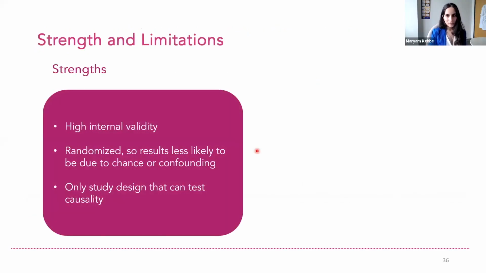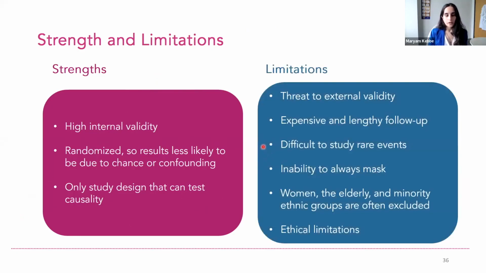Okay, so some strengths and limitations of an RCT. High internal validity, because of all of the biases that the RCT helps to minimize, including the randomization, which infers that the results are less likely to be due to chance or confounding, and this is the only study design that can test for causality. There are some limitations, so threats to external validity. Unless you're employing a pragmatic trial that we discussed, or you have some pragmatic elements incorporated in your trial that would help to make the results more generalizable to practice and to the general population, then this might suffer a little bit.